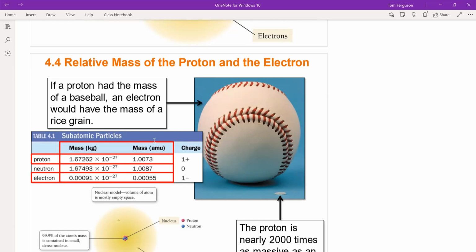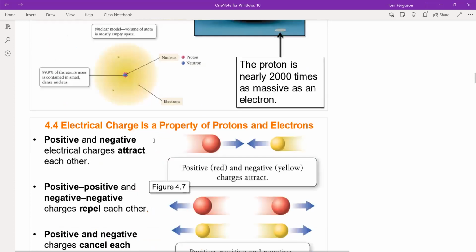That electron is significantly smaller. It's by like 10,000 times smaller. Yet its charge is a lot. So it's a high performance little particle. Small mass, big charge. Big mass, big charge. Okay.